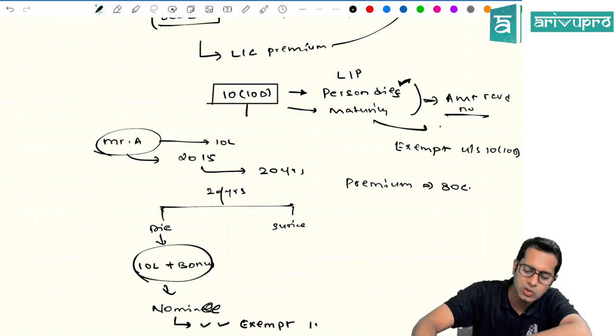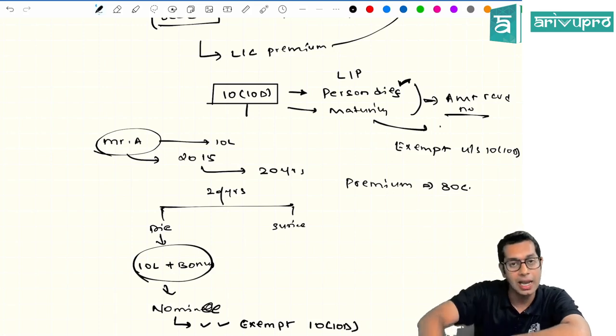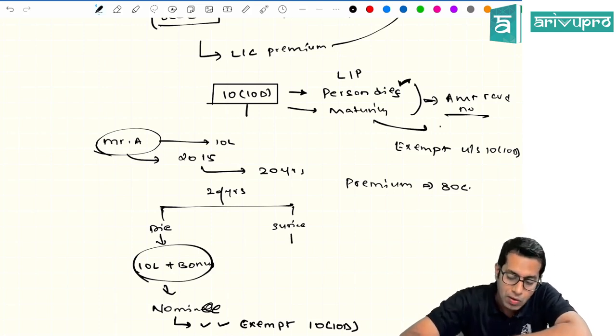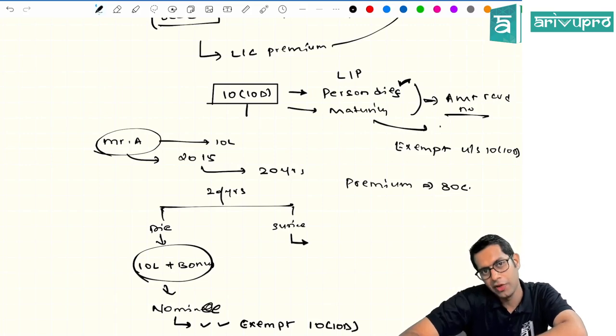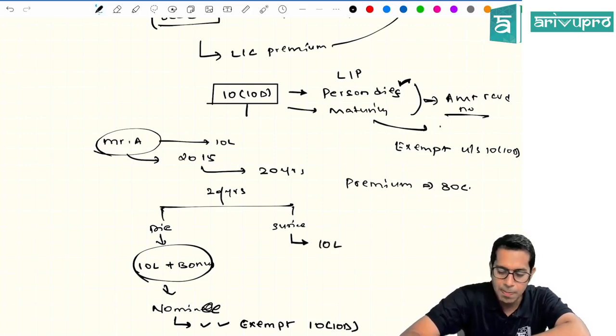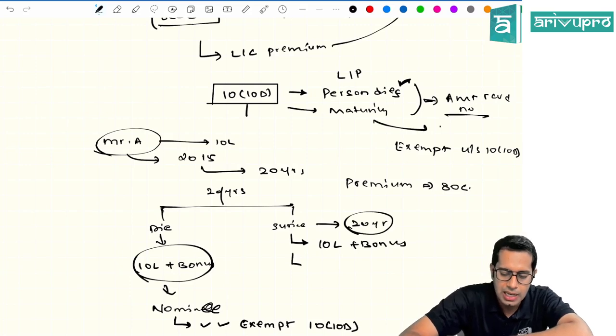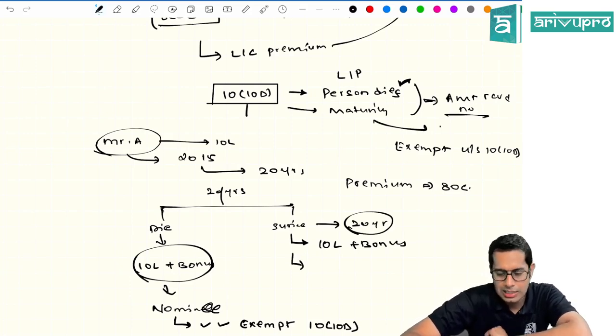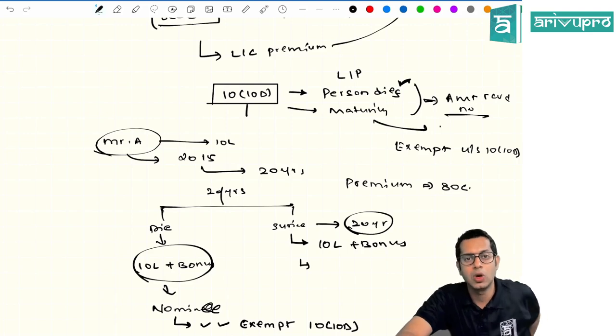Whatever amount the nominee is going to get is exempt under section 10(10D). But if Mr. A survives, then after 20 years, if he does not die, Mr. A will get this 10 lakh rupees along with some bonus.